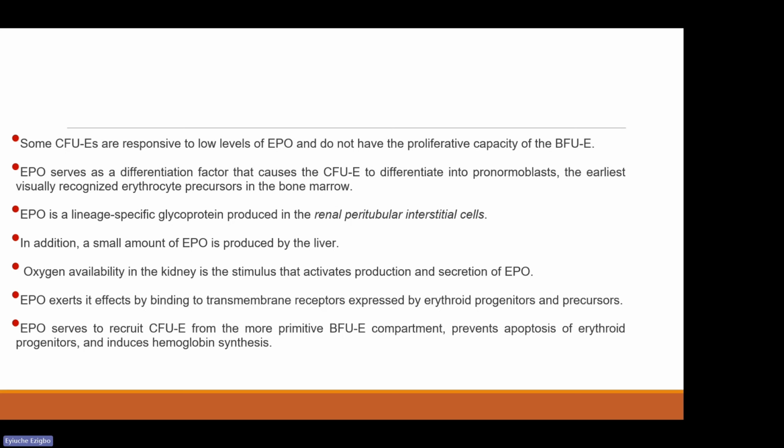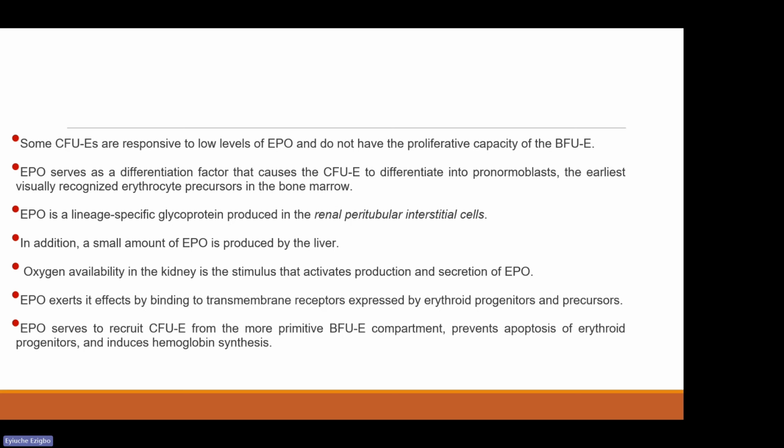Erythropoietin is a lineage-specific glycoprotein produced in the renal peritubular interstitial cells. It is like a hormone that stimulates the colony-forming unit erythroid to continue in red blood cell production or maturation. In addition, a small amount of erythropoietin is also produced by the liver. It's produced in the kidney peritubular interstitial cells, and also a little amount is produced by the liver. Oxygen availability in the kidney is the stimulus that activates production of erythropoietin. Erythropoietin exerts its effect by binding to a transmembrane receptor expressed by the erythroid progenitors and precursors.